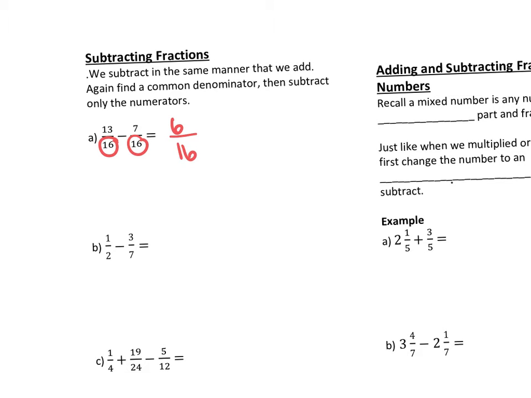Reduce when I can. They both have a common factor of 2. 6 divided by 2 is 3. 16 divided by 2 is 8. So that's 3/8. The next one, 1/2 and 2/7.